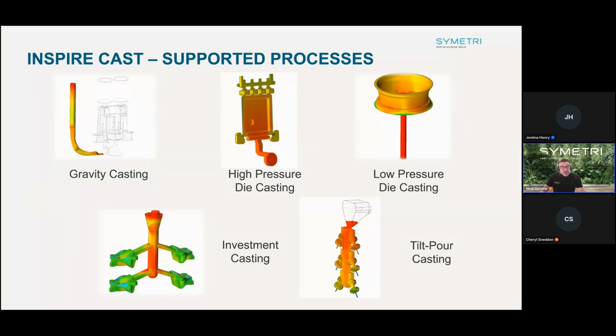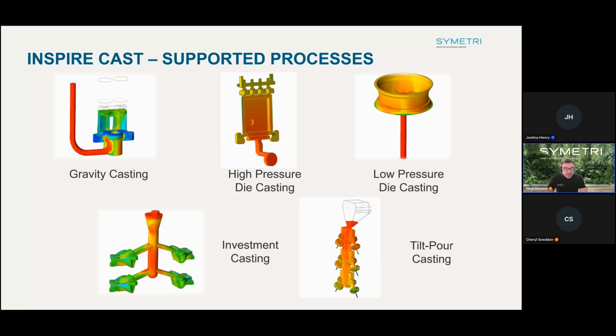So this comprehensive coverage allows for accurate simulation and optimization across various casting manufacturing scenarios. This slide just highlights some of the supported processes that we can do today. Gravity casting is the most common and most cost-effective method, where molten metal is poured into a mold under the influence of gravity. Inspire Cast can simulate filling patterns, solidification, and stress analysis for gravity casting.